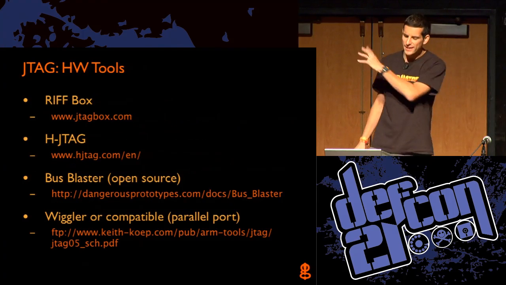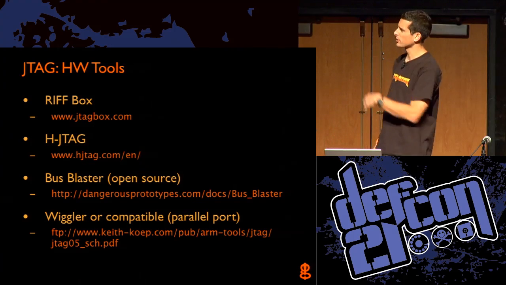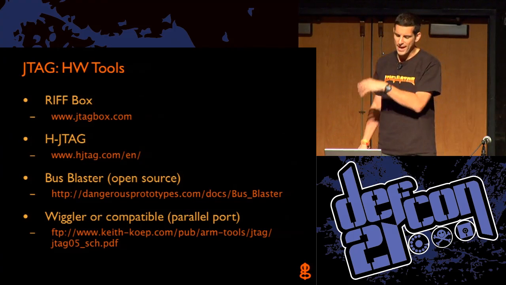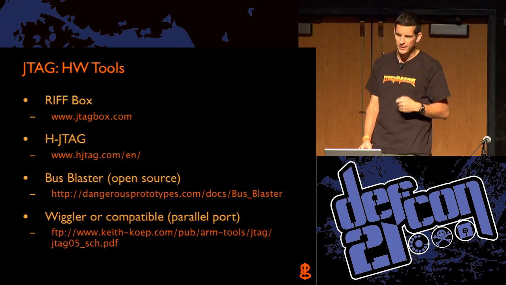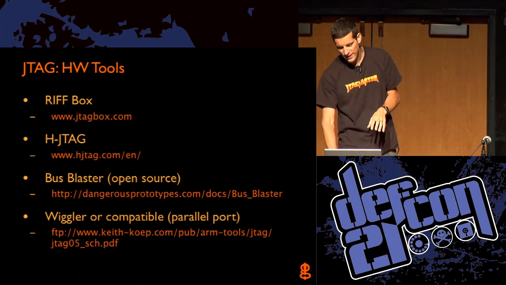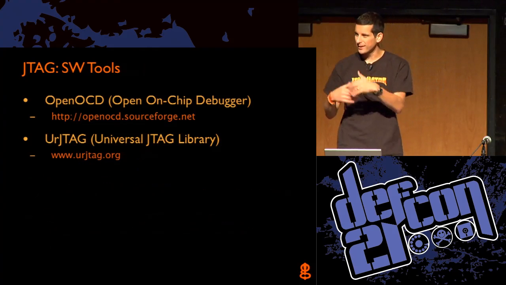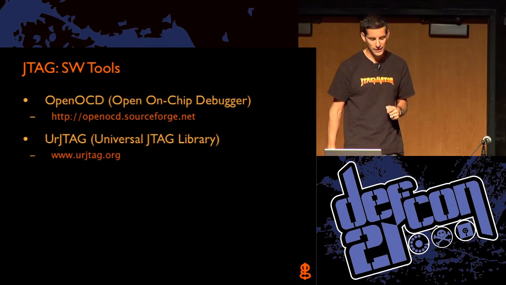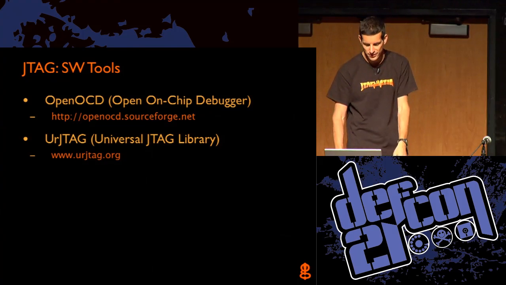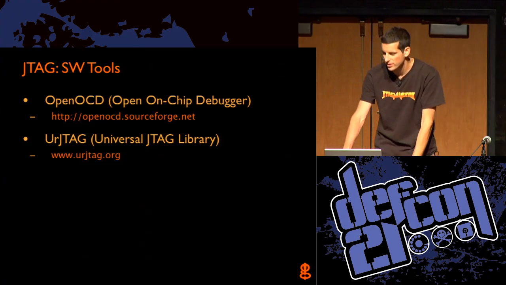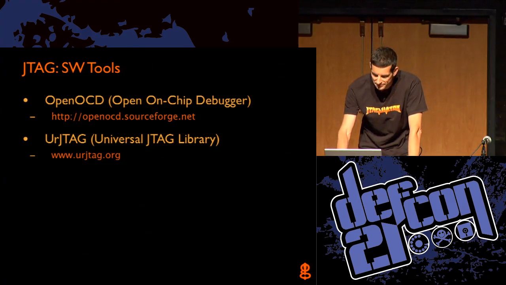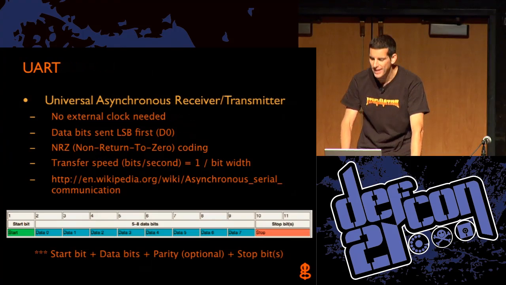Once you do find the JTAG interface, you can use a bunch of available hardware tools, like HJTAG, Riffbox. There's lots of stuff out there. Again, we only care about finding the interface, and then you use tools that are actually designed to use JTAG at a higher level, because there's no point in reinventing the wheel to do these things. And then you can use some of the open source software stuff as well. So that's JTAG.